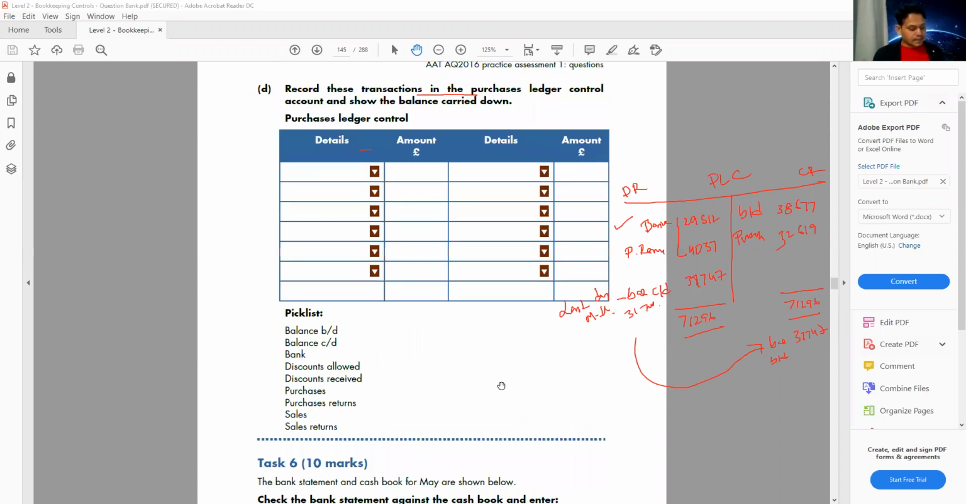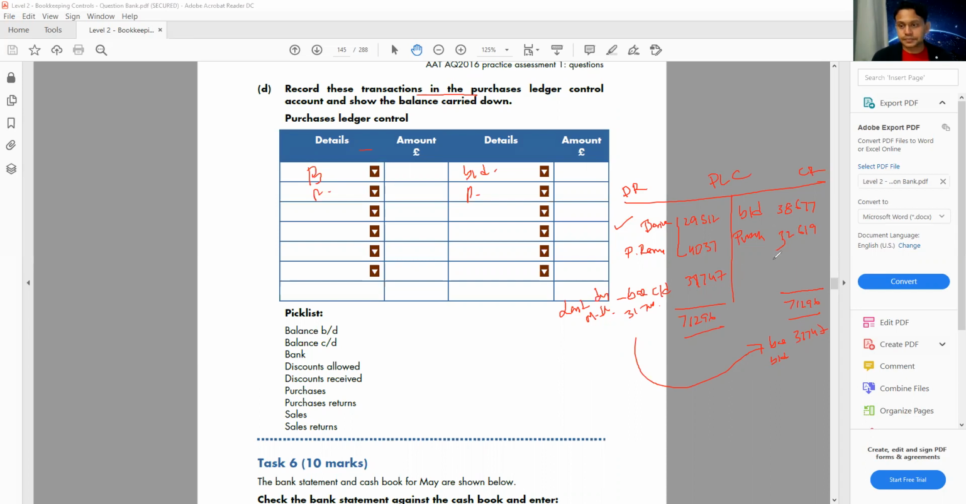Okay, you can see it there. You can record it in the T format. So we can record all of this here: opening balance BD, then purchase, then bank, purchase return. So whatever we just did, you can record it. All right, so any questions from here?